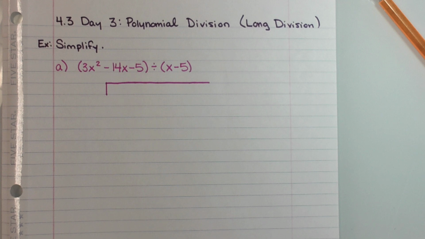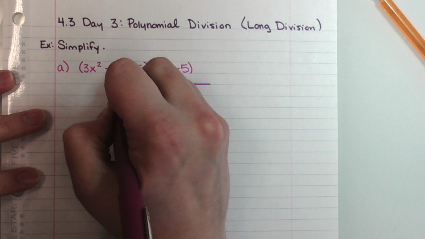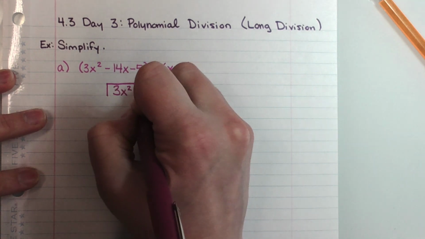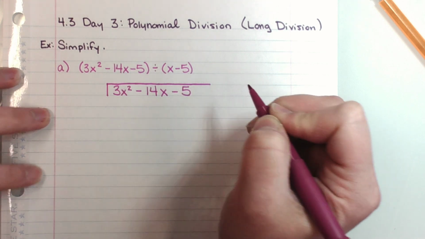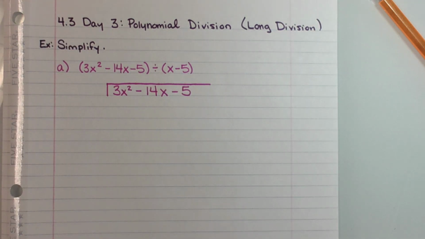What goes inside the box? The 3x squared minus 14x minus 5. It's the thing we are dividing into parts. It is the dividend. Now, when you put that in there are some stipulations that are required. Things that you didn't actually have to worry about when you were dividing straight numbers.